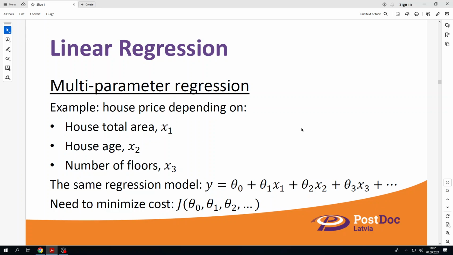But you still can write this regression with multiple parameters. So now you will have theta 0 as before, theta 1 responsible for house area, theta 2 responsible for house age, theta 3 responsible for number of floors, and so on and so on. So now you have multiple parameters, and you still have to find them all. It happens exactly the same way, except that now you need to find not 2 parameters, but in this particular case 4 parameters. You still calculate the same cost function, you still apply the same gradient descent method, and it works.